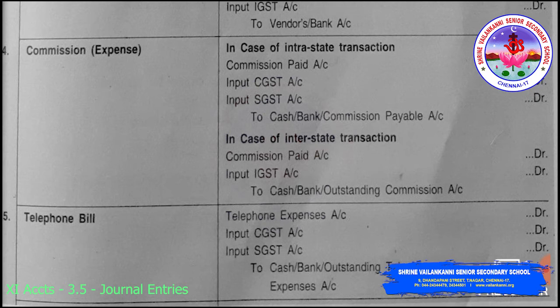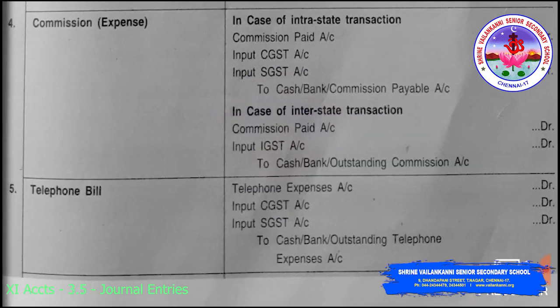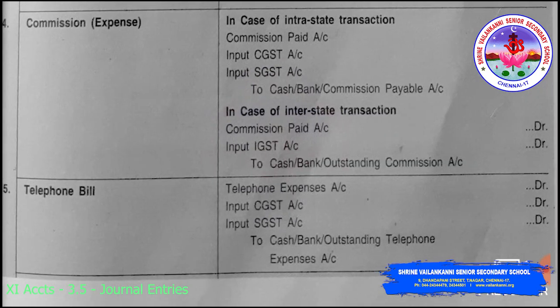And the fifth transaction you can see here, telephone bill: telephone expenses account debit, input CGST account debit, input SGST account debit to cash or bank or outstanding telephone expenses.